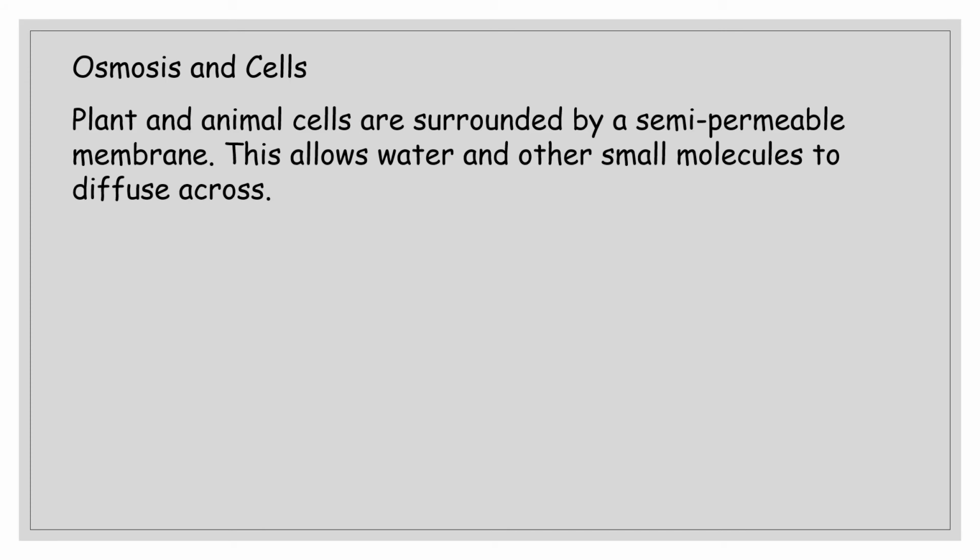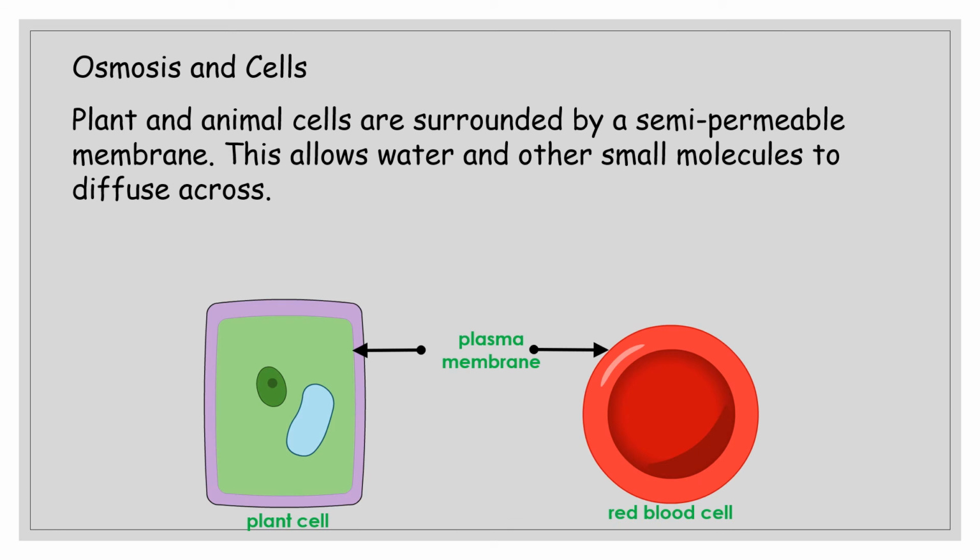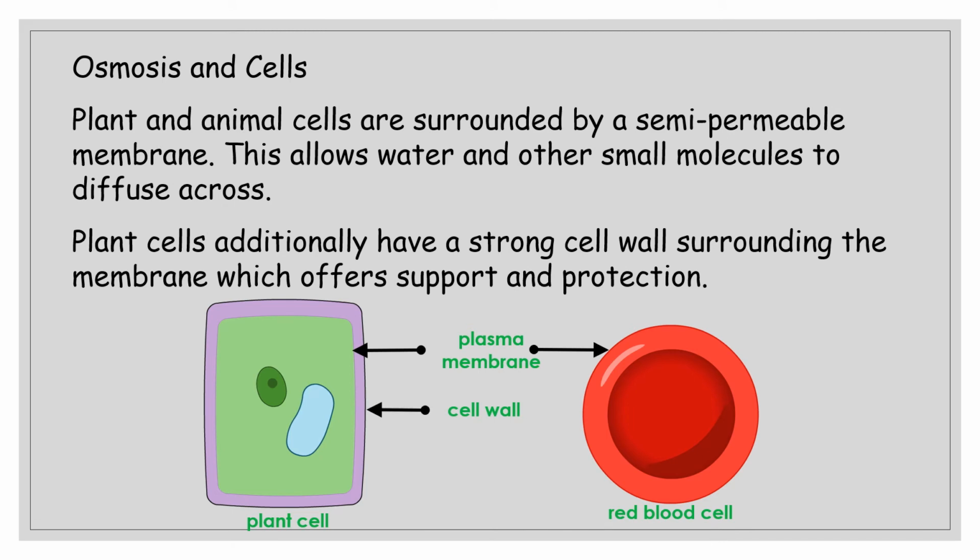So it's all very well looking at gummy bears and lumps of potato, but we're now going to drill down into looking at what happens to the cells. And again, remember that our plant and animal cells are surrounded by a semi-permeable membrane that allows water and other small molecules to diffuse across. So there we have an example of a generic plant cell, and this time a specialised cell from humans, a red blood cell, both surrounded by a plasma or cell membrane. The additional thing is that plant cells have a strong cell wall surrounding the membrane which offers support and protection. And that's going to be key to what happens with osmosis between plant cells and animal cells.